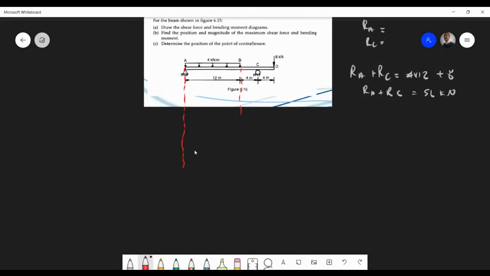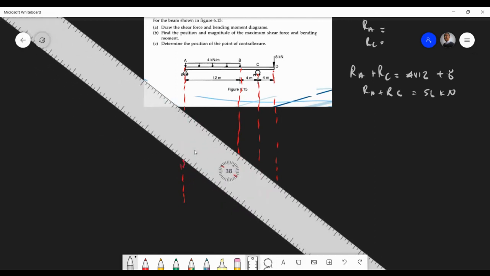Let me just use white lines around. Oh, red is fine, man. Just use red, yeah, it's fine. Okay, ruler in.